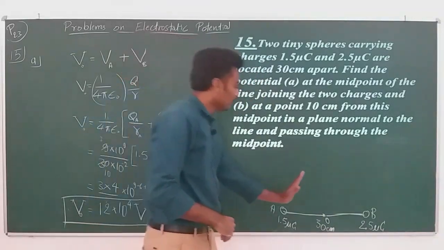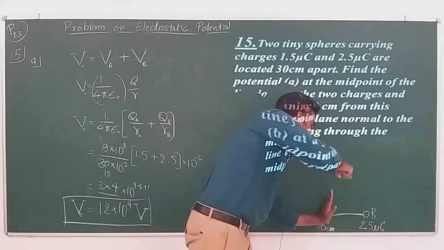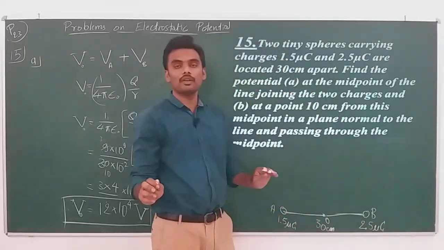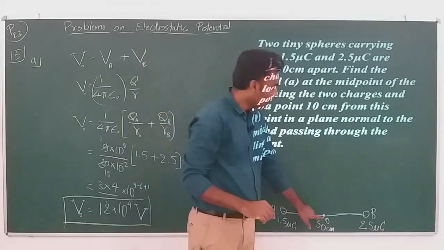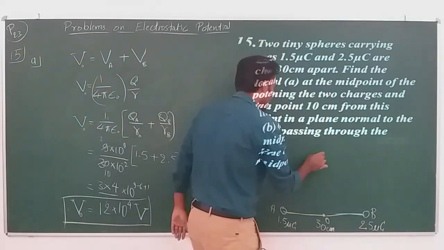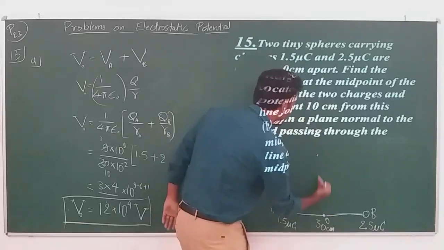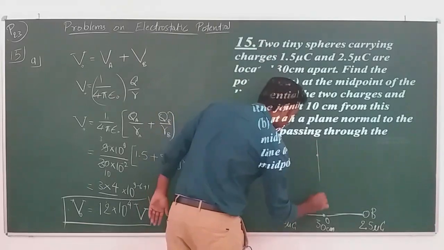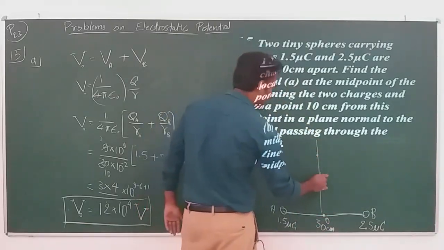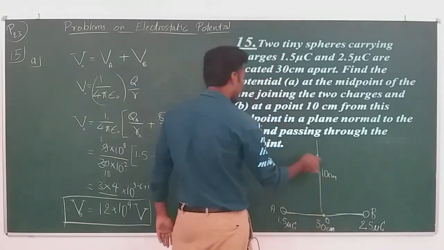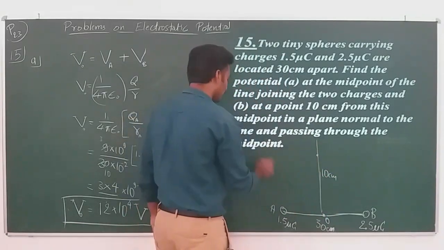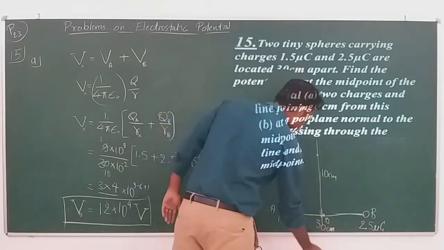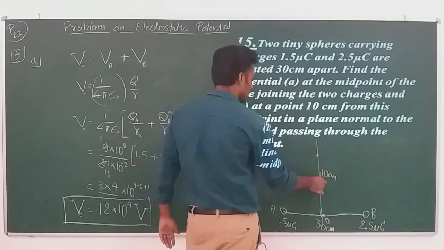When I say plane, you can choose the point 10 centimeter here, 10 centimeter here, 10 centimeter here, 10 centimeter here. All those points are valid. So, since all those points are valid, I will take a point here, since that point lies on the plane, which is at 10 centimeter from the plane normal to the line, normal to this and passing through the midpoint. So, this is the point, 10 centimeter is this length.